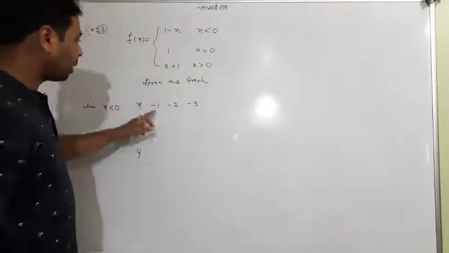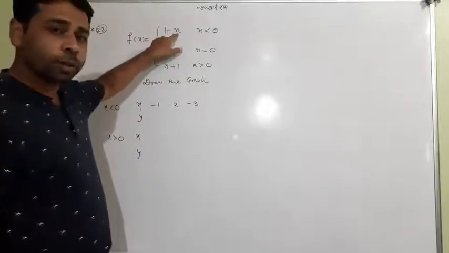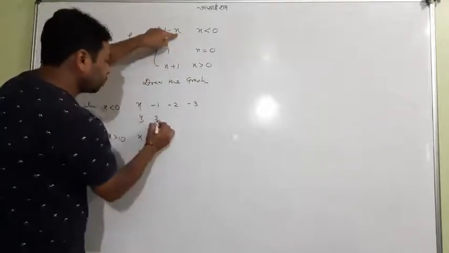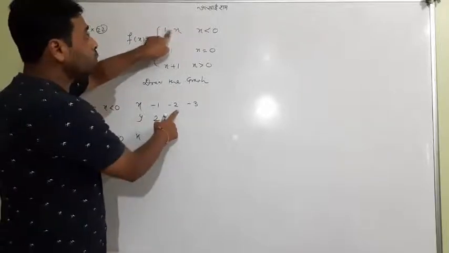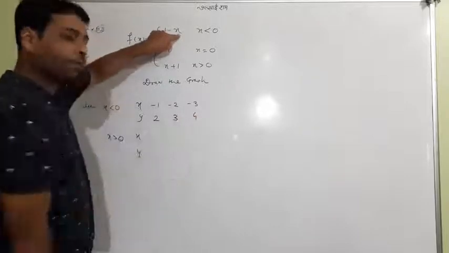So y will be what? When x is equal to minus 1, 1 minus minus 1, meaning 1 plus 1, meaning 2. When x is equal to minus 2, 1 minus minus 2, meaning 1 plus 2, meaning 3. So it will be 4, definitely.